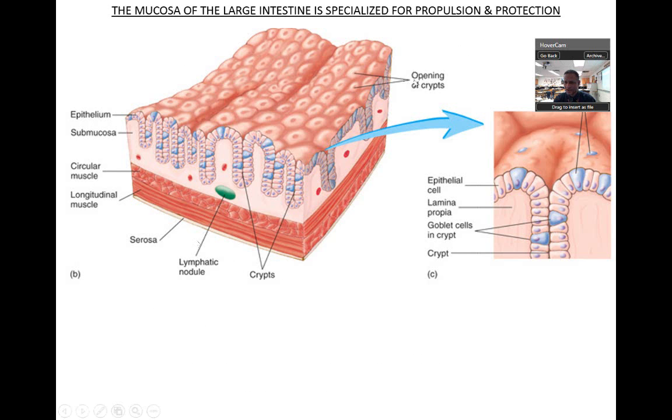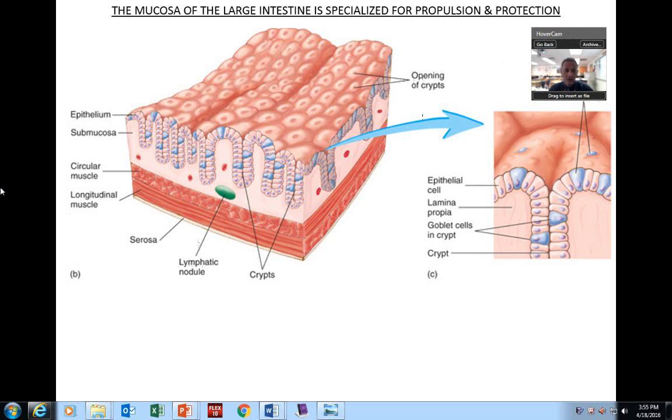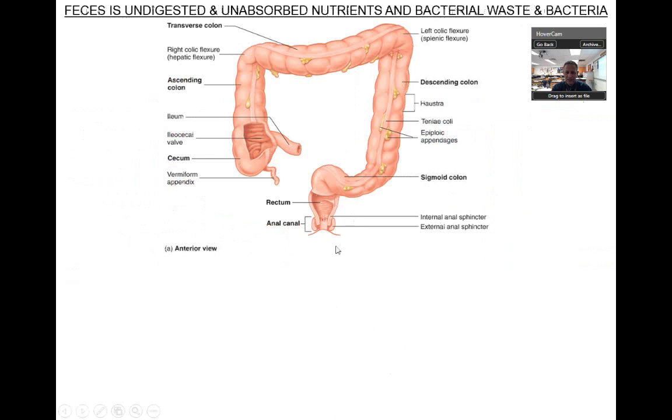All right, and lastly, just some micro aspects of the large intestines. Just like all of the other ones, you should be able to recognize where the lumen would be, the epithelial layer, the submucosa, the circular muscles, the longitudinal muscles, and then finish with the serosa. And lastly, this is just the idea of identifying these structures.